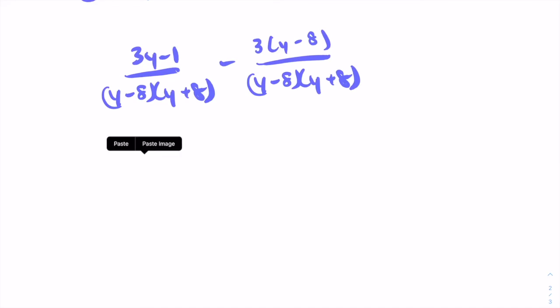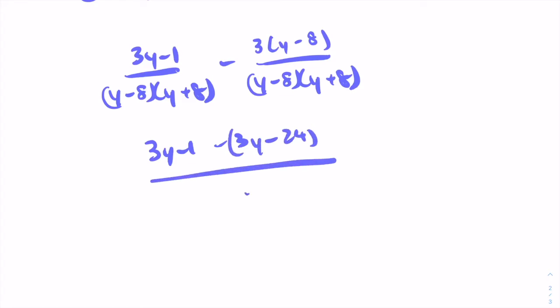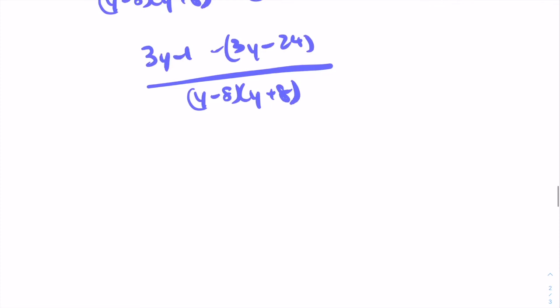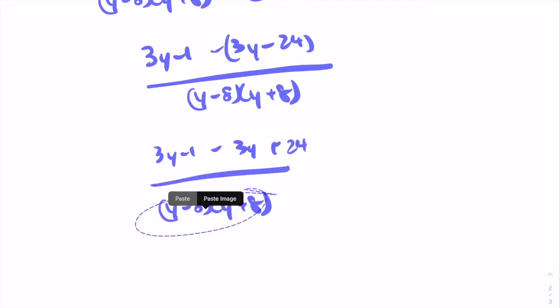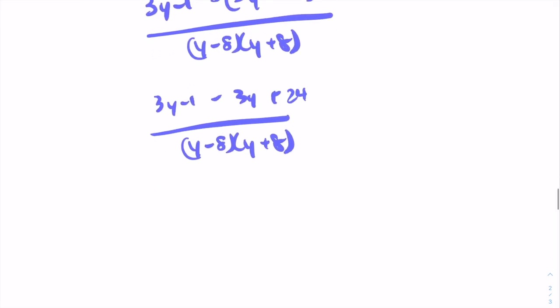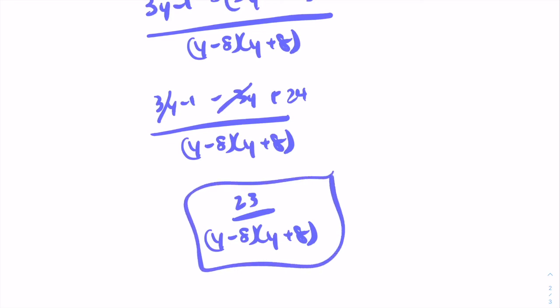So now let's keep going. Minus 3y minus 24. Remember, every time you do subtraction, I would always put it in parentheses because it just helps with the negatives and all of that. So you have 3y minus 1 minus 3y plus 24 all over y minus 8, y plus 8. And it looks like my 3y, negative 3y cancel out. I'm just left with 23 over y minus 8, y plus 8. And I don't think I can simplify that more. So that is my simplified expression.